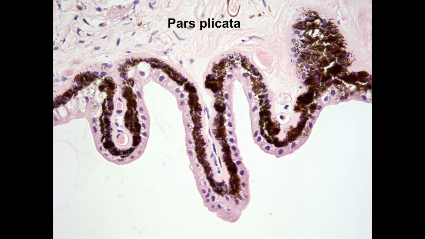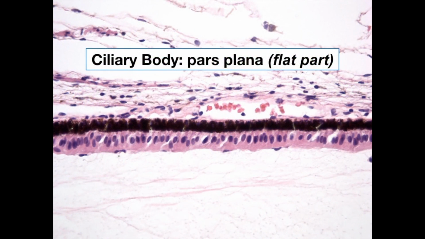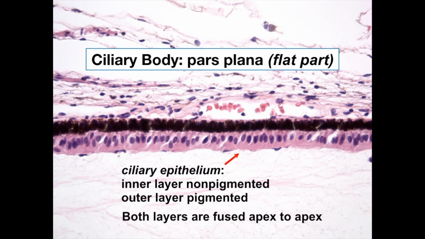The two layers of the epithelium covering the pars plicata are seen in this photo. The inner layer is non-pigmented, and the outer layer is pigmented. The paucity of fibrosis in the ciliary process is consistent with a young patient. A dual layer of ciliary epithelium also lines the pars plana, or flat part of the ciliary body. The inner layer is non-pigmented, and both layers are fused apex to apex.